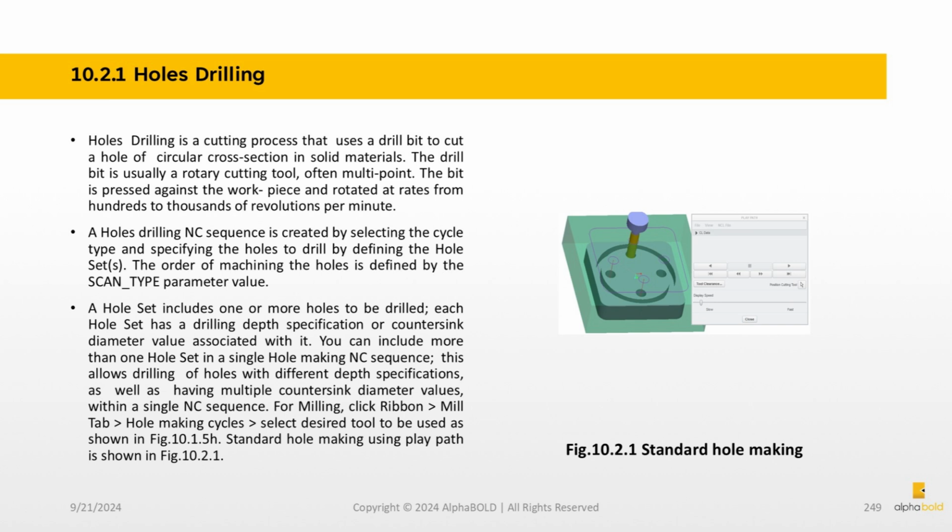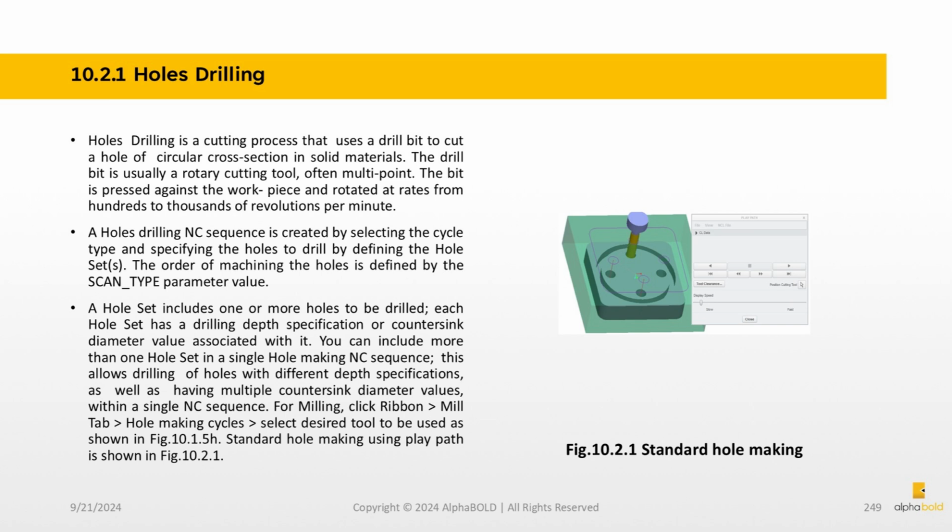A holes drilling NC sequence is created by selecting the cycle type and specifying the holes to drill by defining the hole sets. The order of machining the holes is defined by the scan_type parameter value. A hole set includes one or more holes to be drilled. Each hole set has a drilling depth specification or countersink diameter value associated with it.